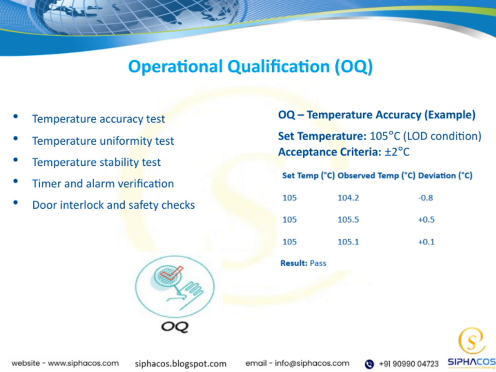Additionally, we verify the timer and alarm functions, making sure they work correctly to alert us if anything deviates from the expected parameters. Finally, we conduct door interlock and safety checks, which are critical for operational safety and compliance. All these steps together help ensure our equipment performs precisely as intended, supporting the overall quality and reliability of our processes.